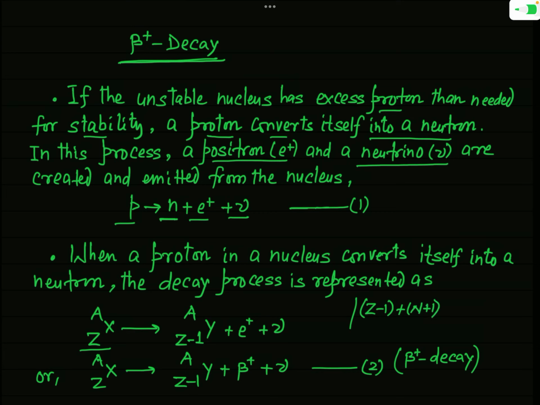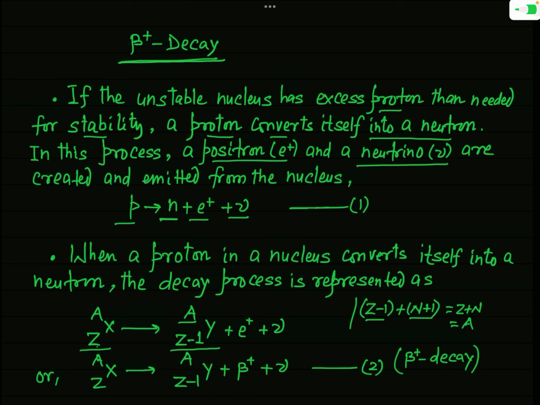So now the total number of nucleons in the daughter nucleus will be what? That will be Z minus 1 plus N plus 1, which is simply equal to Z plus N, and that is equal to A. So the resulting daughter nucleus has an atomic number one less than that of the parent nucleus, but the mass number of this daughter nucleus is the same as that of the parent nucleus.